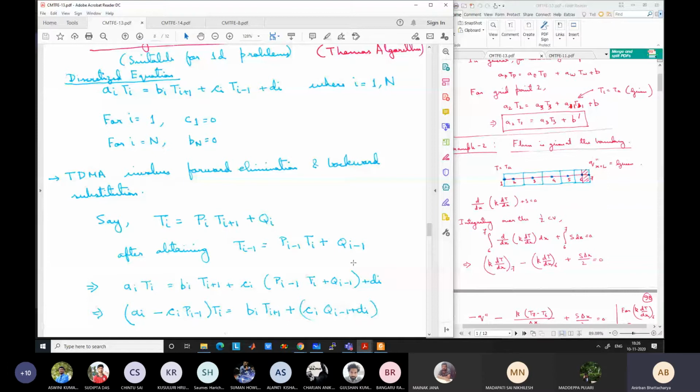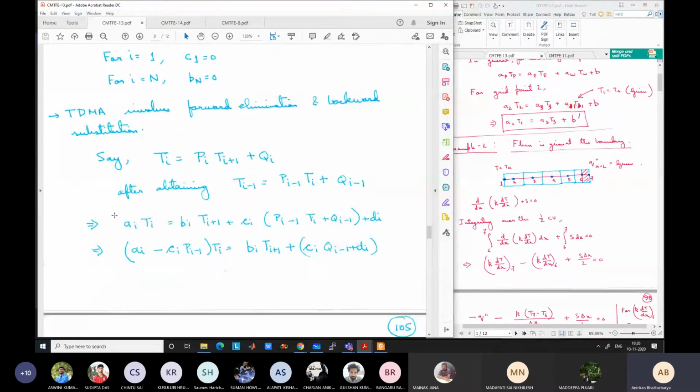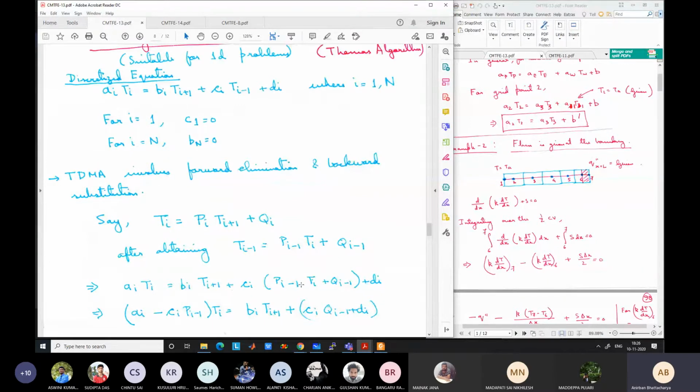When you write like this, this is the form of the equation. Let us put the Ti terms together. Already we have an Ai Ti term here, and another term comes from here, Ci Pi-1, which comes to the left hand side. So it becomes Ai minus Ci Pi-1, into Ti. This is the term on the left hand side. On the right hand side, we already have a Bi Ti+1 term. And the rest of the terms, where there is no temperature variable, are Ci Qi-1 and Di. Let us put them together.